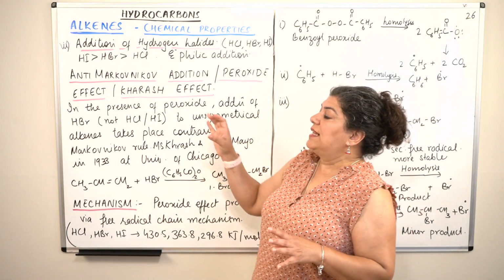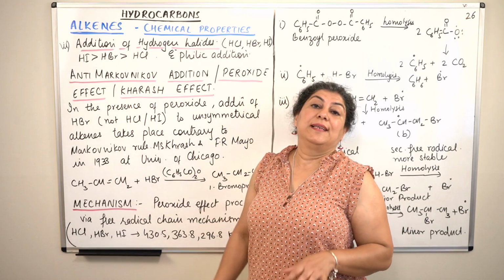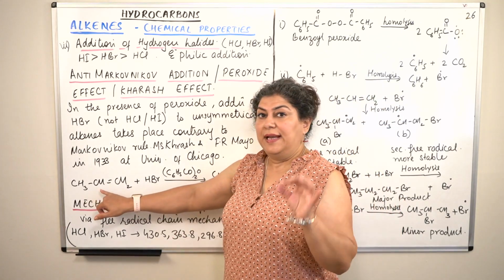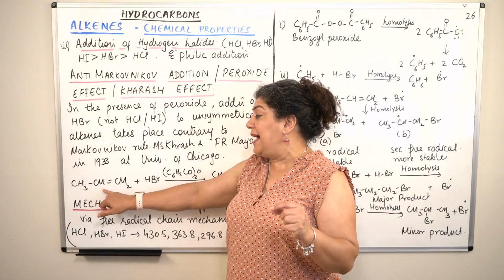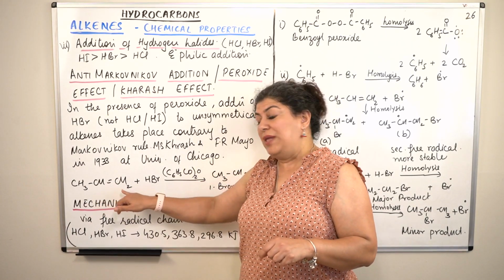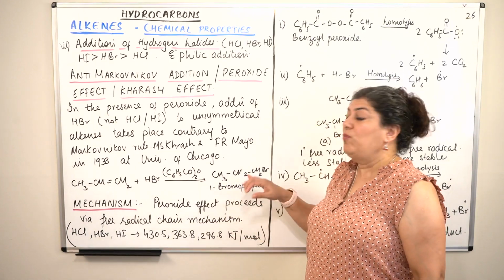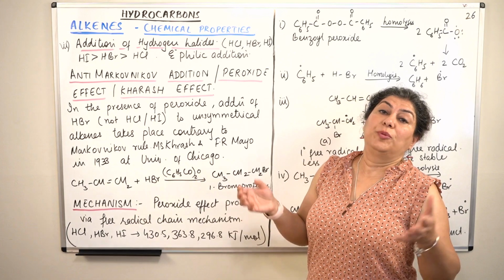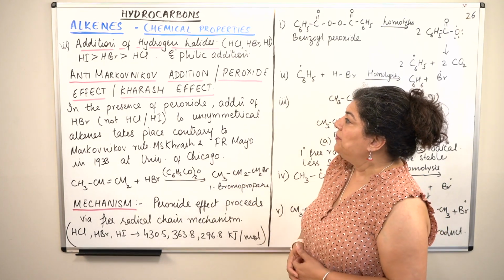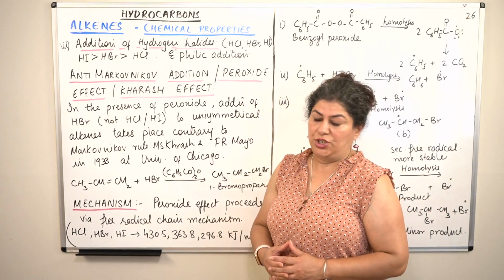So the addition of hydrogen bromide to alkenes takes place against the Markovnikov rule, which means that the negative part of the addendum will not add to the carbon which has lesser number of hydrogens, but will add to that carbon which has larger number of hydrogens. So 1-bromopropane will be your main or the major product. So let us now read this. Anti-Markovnikov addition or peroxide effect or Karash effect.